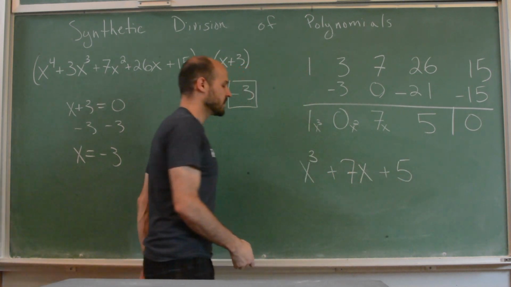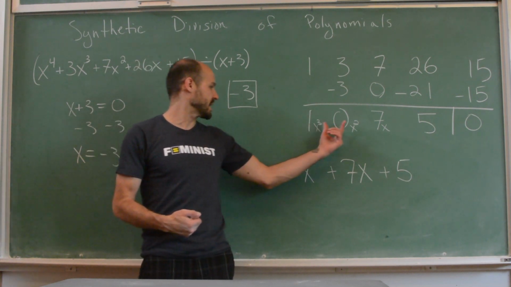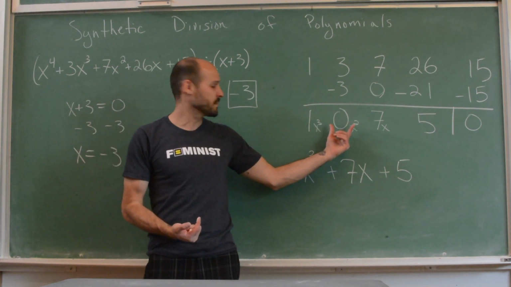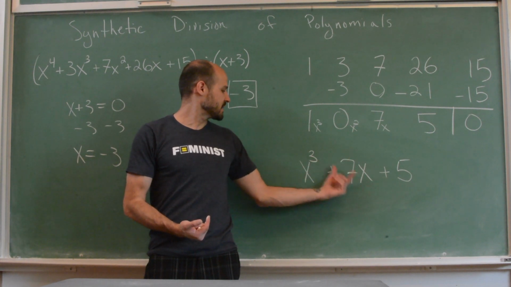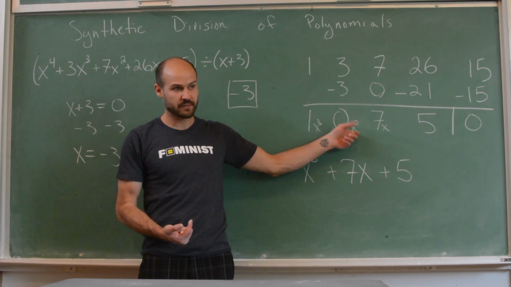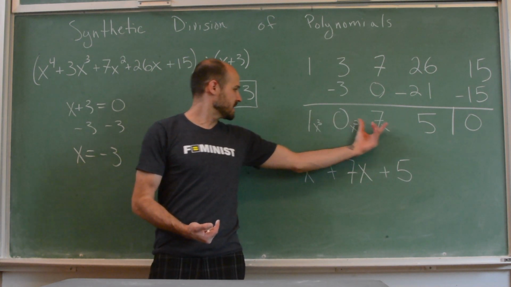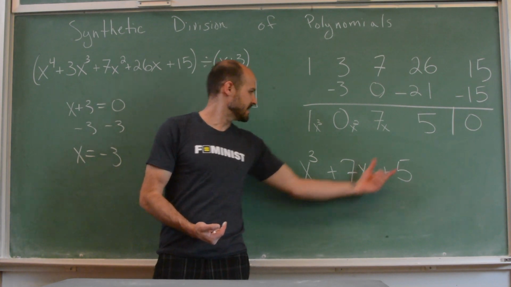And no remainder. So the other thing that we're looking at in this example is how sometimes you get a 0 under the synthetic division bar, and that just means you don't have a term for that x value. We have 1x cubed, no x squareds, 7x, and the 5.